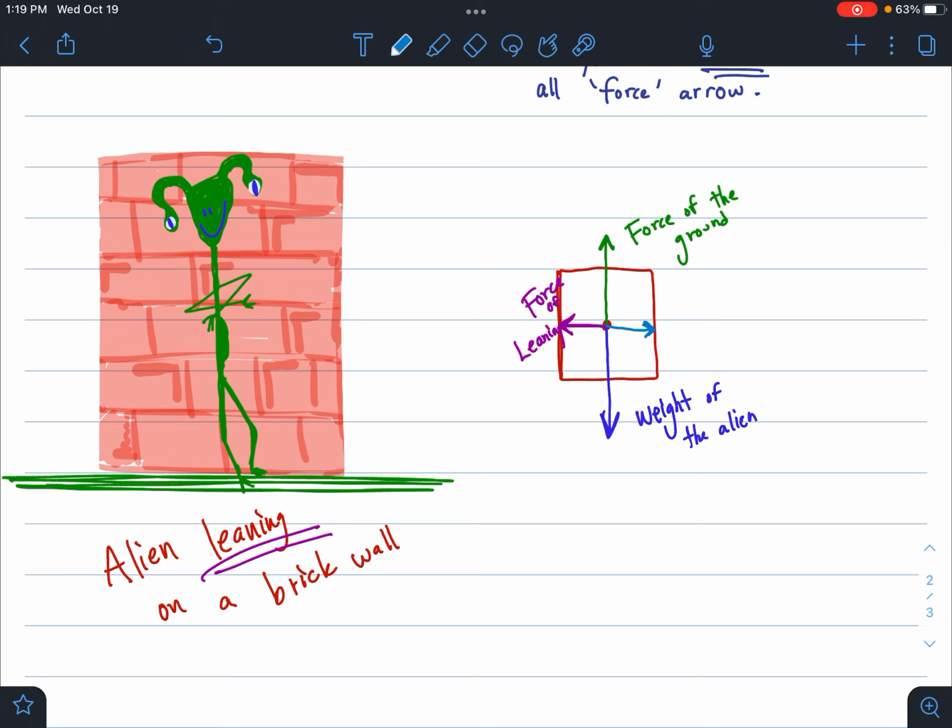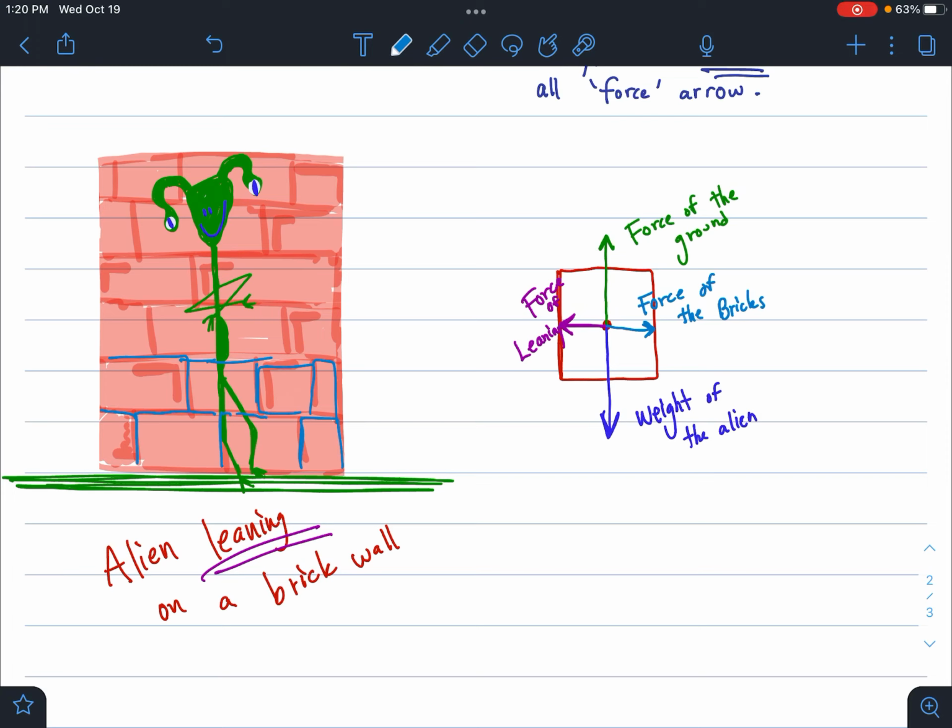Just like if these were cardboard bricks stacked up on top of each other, they would tumble like Jenga blocks if this alien were to lean on these bricks. But that's not what happened. The wall is holding the alien up. So therefore, the wall is pushing back on the alien and keeping the alien in place. So we can say this is the force of the bricks, and it's pushing back on the alien.